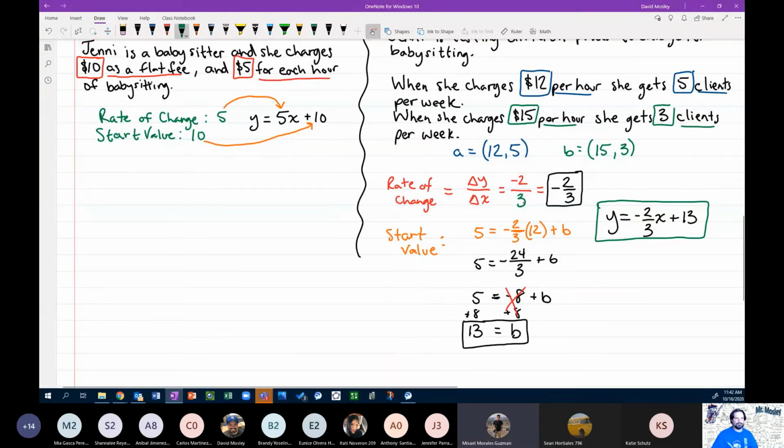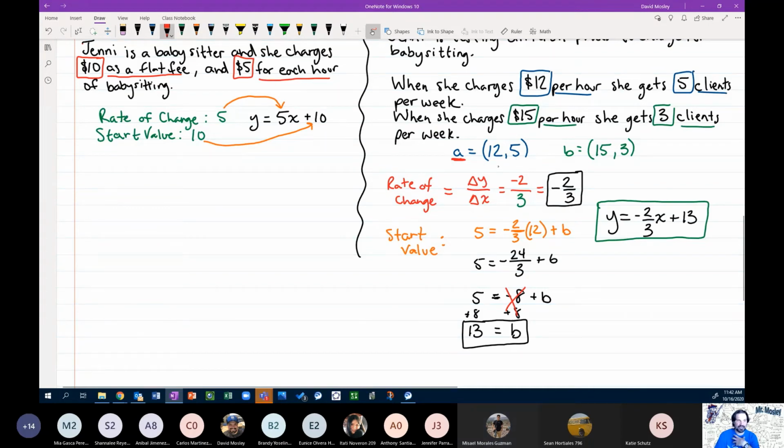I have a question, Mr. Mosley. Where do you get the 5 from? Is that from the first sentence? So I'm using the 5 in the coordinate, or the 5 in the finding the start value. Oh, yeah, the 5 in the finding the start value.